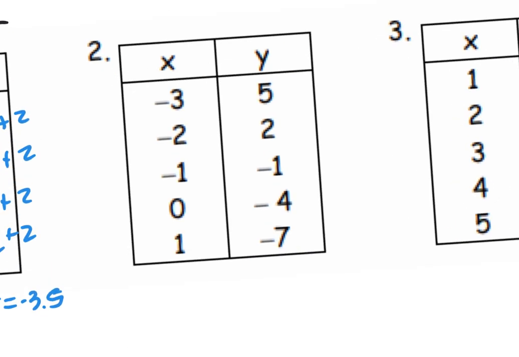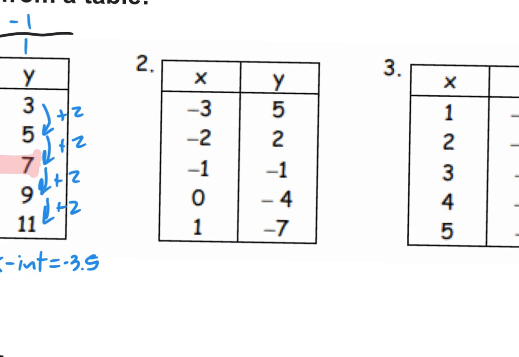So let's take a look at number 2. Okay, right away, I'm good. I got the y-intercept. I know the y-intercept is -4 because it's just displayed right there. It's when x is 0.